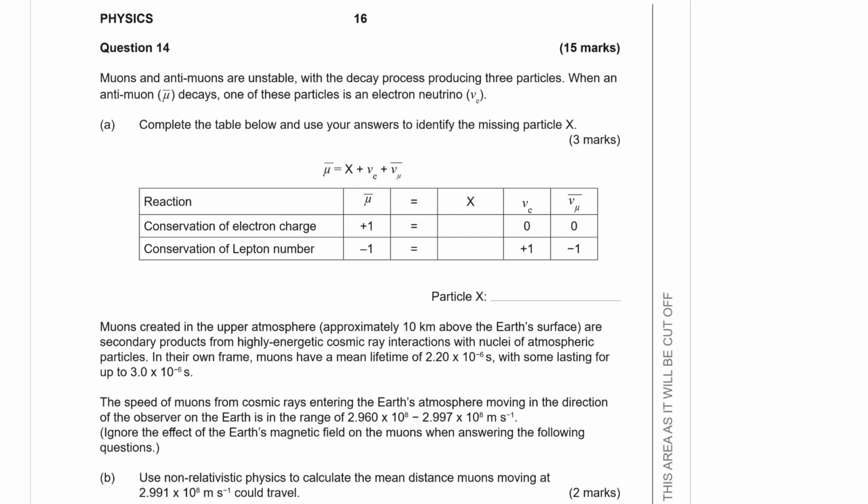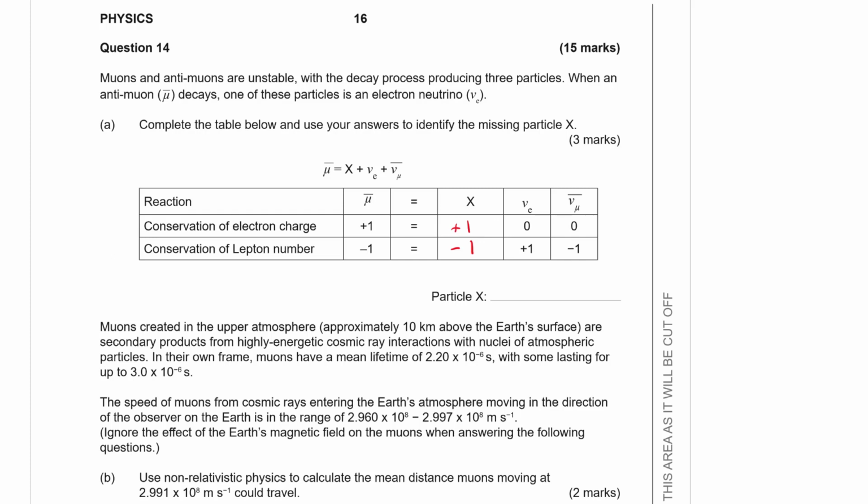So in question 14, we've got muons and antimuons, and we're looking at standard model stuff at the beginning, and then we get into relativity. The first one is we need to find this mystery particle. If we look at the electron charge on this side of the equation, we've got a positive 1, and at the moment it's 0. So we need to have electron charge of positive 1 on this side. And over here we have a lepton number of negative 1, and it is currently also 0, which means that this side is going to need to be negative 1. So we need something that has a charge of positive 1 and a lepton number of negative 1.